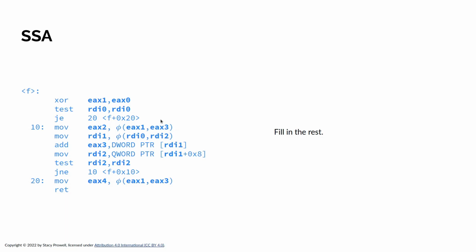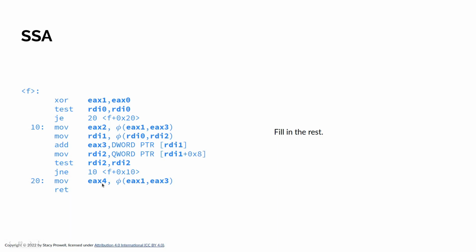And we proceed the same way. So this would be 2, this would be 1. 2 then becomes 3 down here when we modify it. 1 becomes 2 here when we modify it. The test doesn't change anything. And so we would flow through and we wind up with EAX3 if we fall through here, and EAX1 if we take this jump.